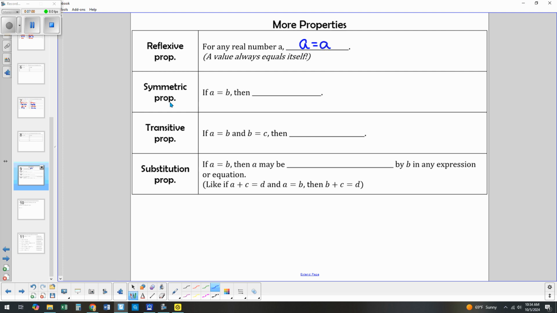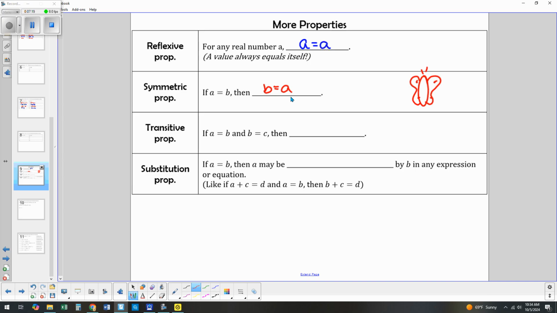The symmetric property, if you imagine a butterfly has symmetry, right? If we were to draw a butterfly, what we draw on one side, we would match on the other. So if A was equal to B, then symmetrically, B would be equal to A. It's the reverse of it.